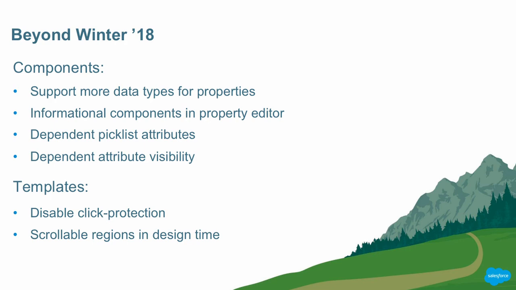For templates, the features we're looking at are disabling click protection and scrollable regions at design time. As you go in and build your template, and let's say you have that collapsible functionality, in the Winter 18 release you won't be able to actually collapse that as an admin inside of the app builder. What we're working on for the spring release is to allow that, so the experience you have in the builder, or at design time, is a little bit more WYSIWYG: what you see is what you get for the admin as they configure it.